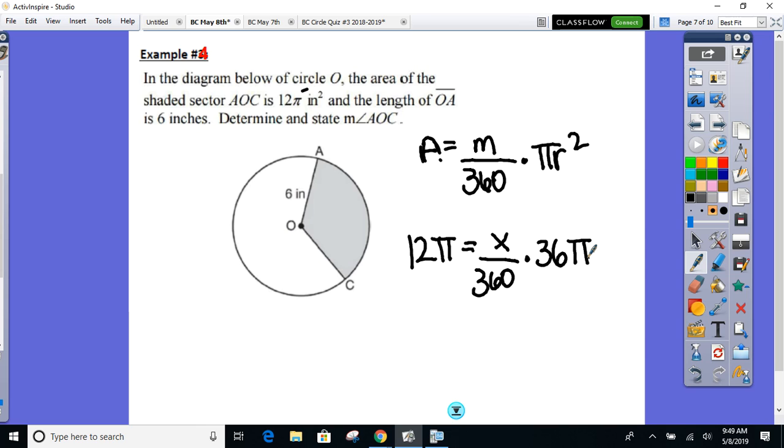All right, any algebra superstars in here? Where do I get x by itself? Well, I already knew that. What's on both sides? Okay, so eventually what's going to happen? No pi. Good. Yep, no pi. Or they cancel each other out.